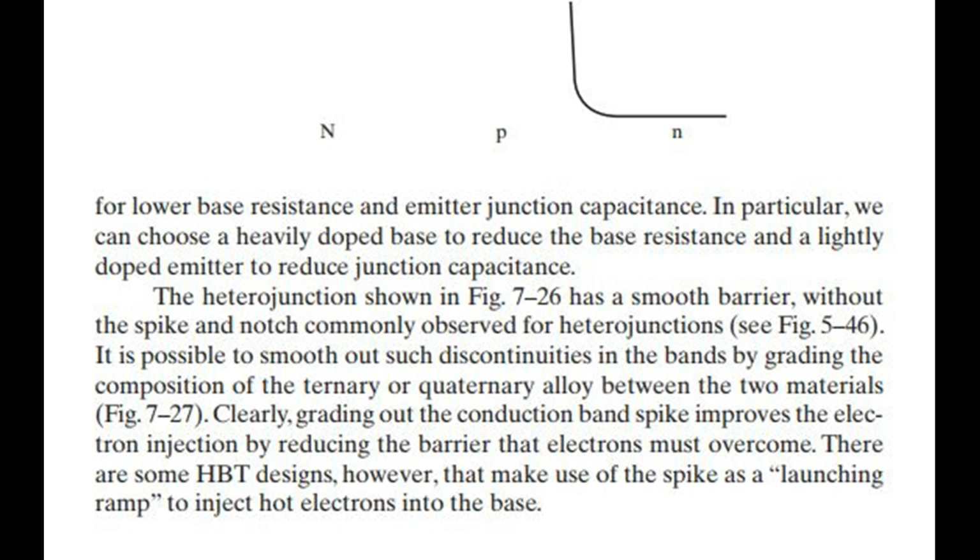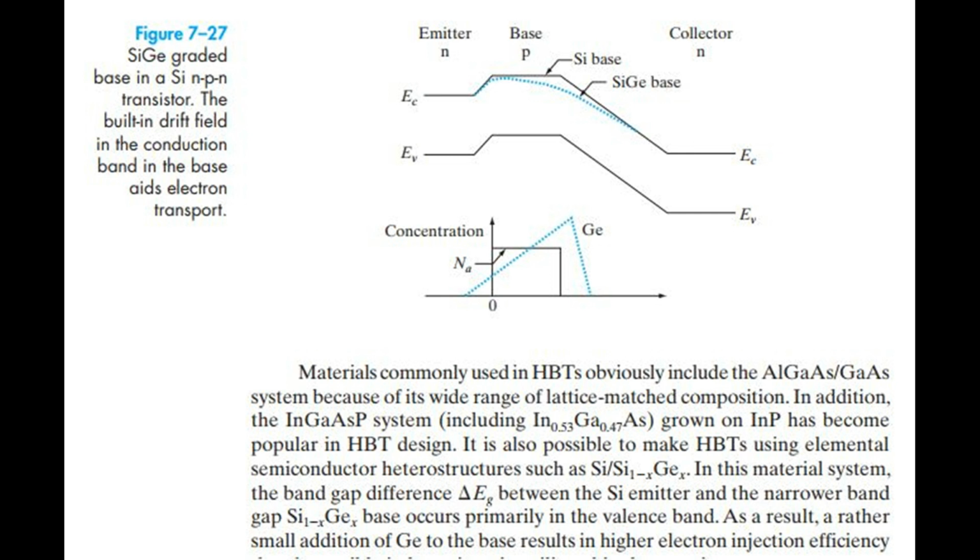There are some HBT designs, however, that make use of the spike as a launching ramp to inject hot electrons into the base. Figure 7.27: Silicon germanium graded base in a silicon NPN transistor. The built-in drift field in the conduction band in the base aids electron transport.